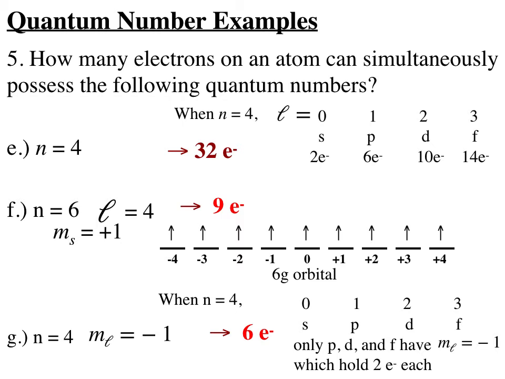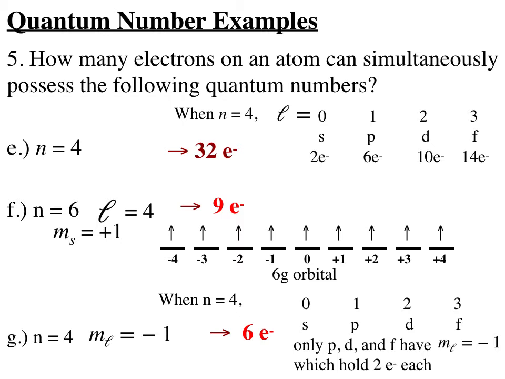Now, based on the rules we've discussed previously, the non-degeneracy of the S tells me I can put a total of 2 electrons in it. The P is triply degenerate, and each can hold 2, so that's 6 electrons for the P. The D is 5-way degenerate, so you can put 2 in each, that's 10. And the F has 7 degeneracies, with 2 electrons each, makes 14. So 14 plus 10 plus 6 plus 2 gives me 32 electrons on an atom that can simultaneously have n equal 4.